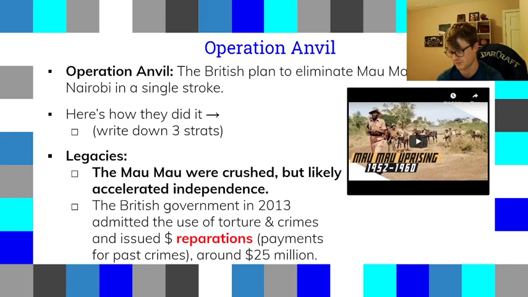We're left at the end of the day, and this video kind of shows you that, with the question: what do we make of the Mau Mau? Was it effective? Did it work? Was it kind of a sideshow, and independence was going to happen anyways, just based on pressure after World War II?